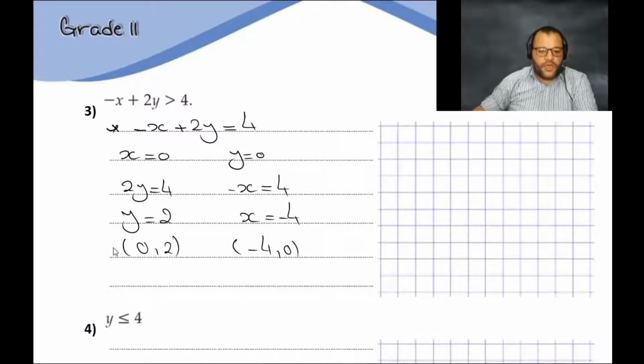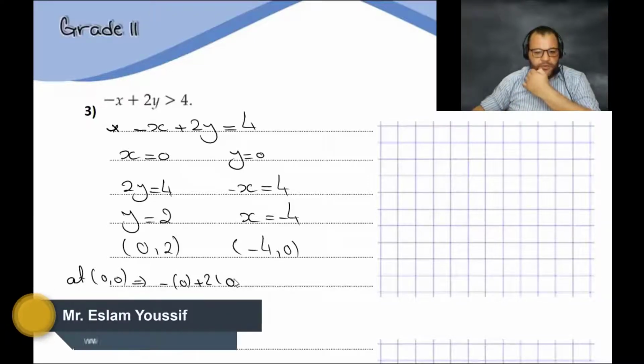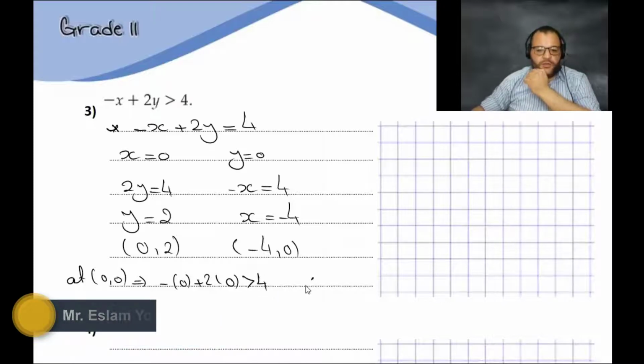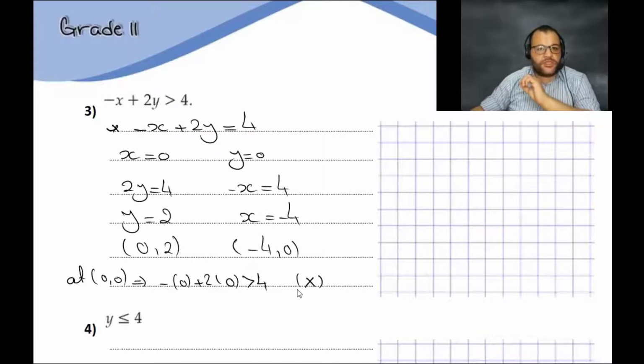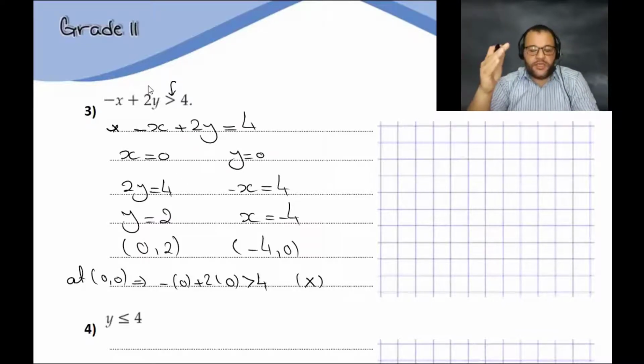So at the point (0, 0): negative times 0 plus 2 times 0 is greater than 4. Is this right or wrong? Wrong. So the part which contains the point (0, 0) is not part of the solution. And from the sign of the inequality, y is positive and the sign is greater than, so we shade the part above the line. (0, 0) does not lie above the line, to make sure of your answer.